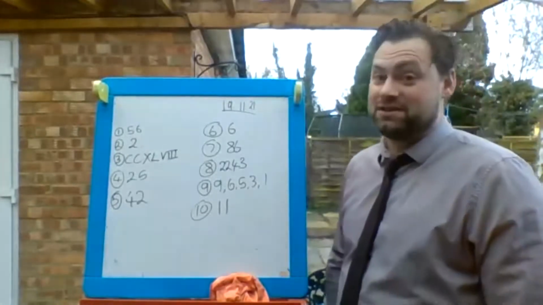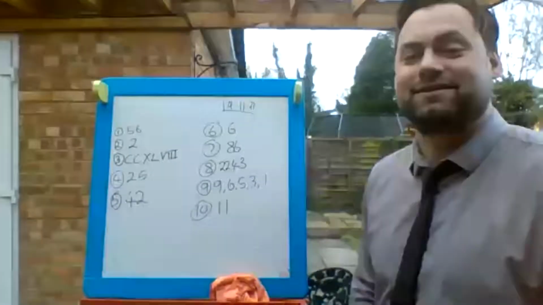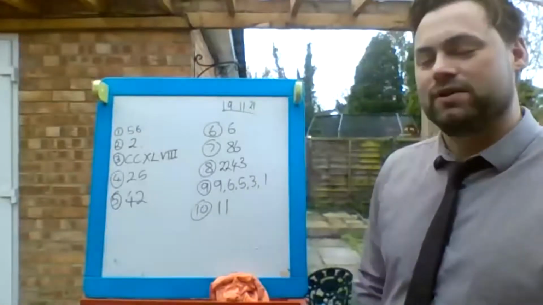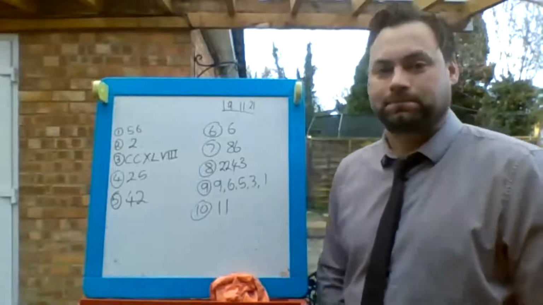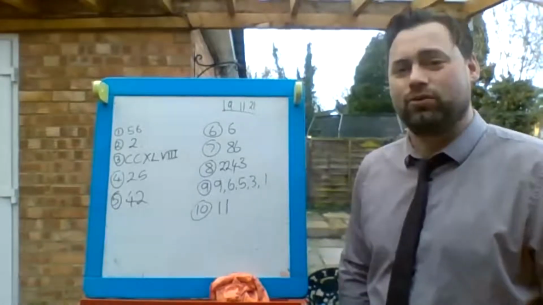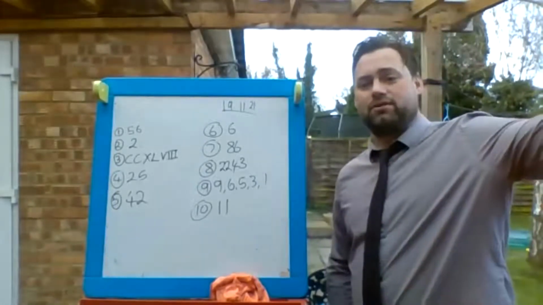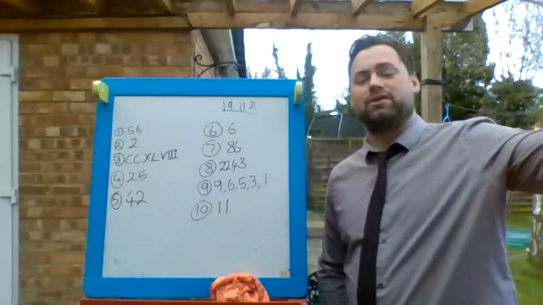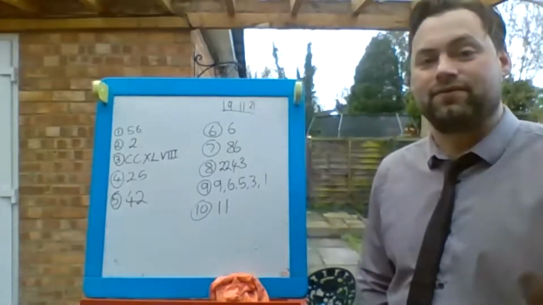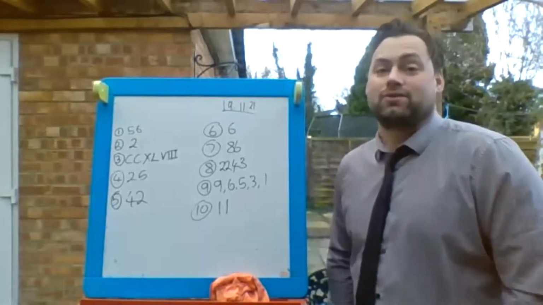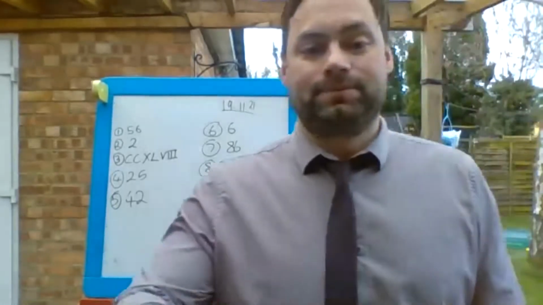Question 6, the answer is 6. For question 7, the answer is 86. For question 8, it's 2,243. Question 9, descending order, descending means you go down. So you start with the top highest number and work your way down. So you should have 9, 6, 5, 3, and 1. And then the last question is 11.